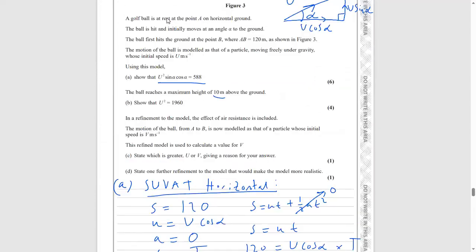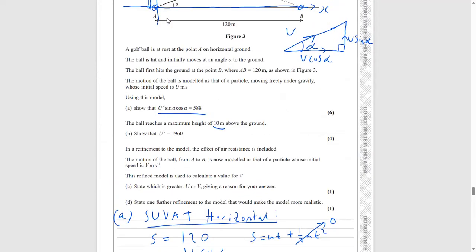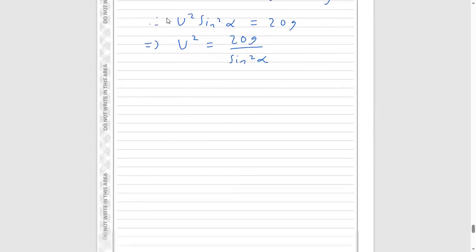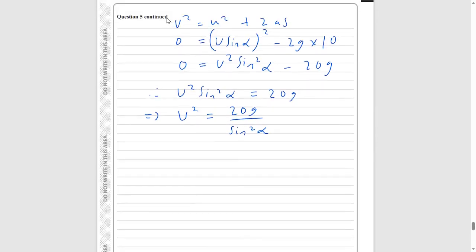Remember from part A of the question, we did part A for a reason. We got U squared sine alpha cos alpha equals 588. So we need to use that piece of information; we've not done part A for nothing. So from part A, we know that U squared sine alpha cos alpha is 588.